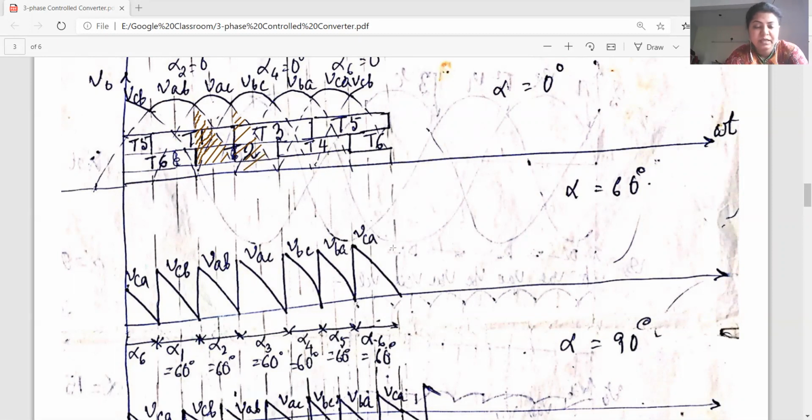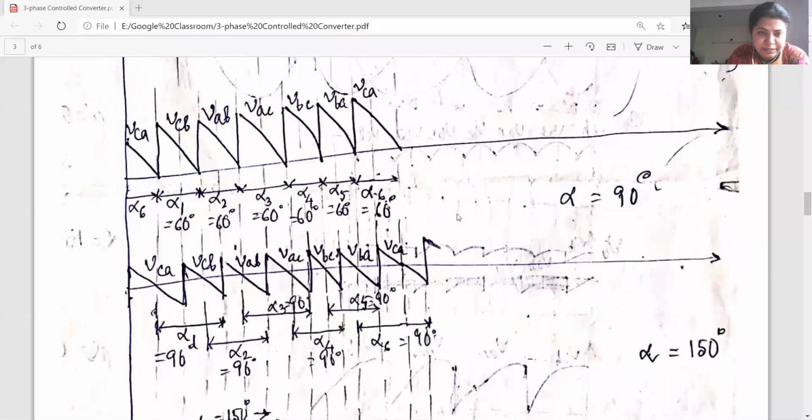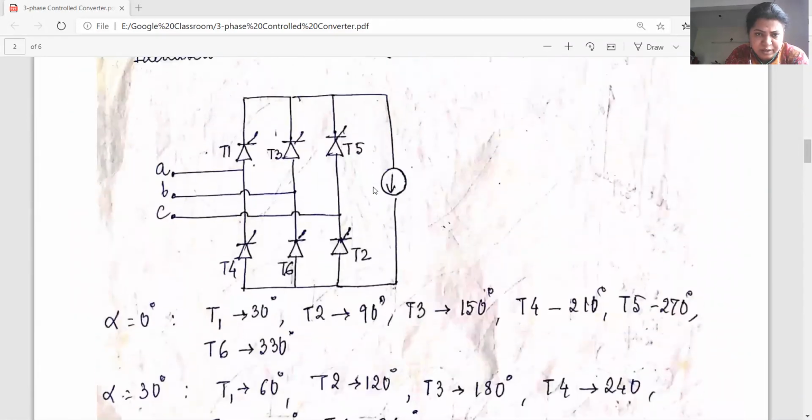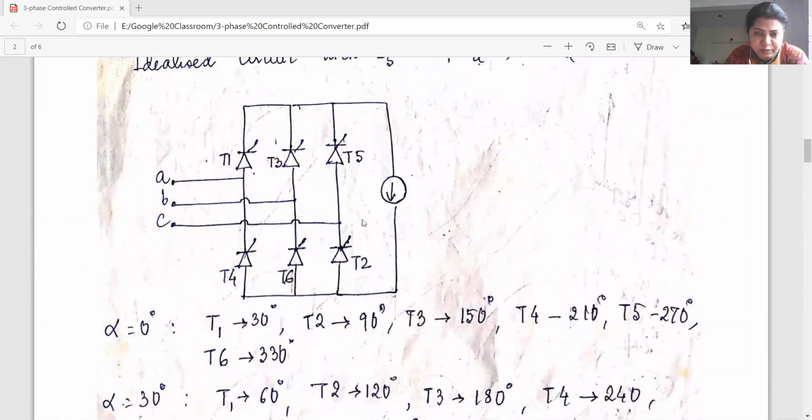So likewise, we are obtaining the output voltage across the load for a firing angle of alpha equal to 60 degree. Now alpha is equal to 90 degree. What will happen for alpha equal to 90 degree? For alpha equal to 90 degree, this positive portion and negative portion, here we have taken an RLE load or an RL load, a very highly inductive load, which we have denoted by a constant current source.